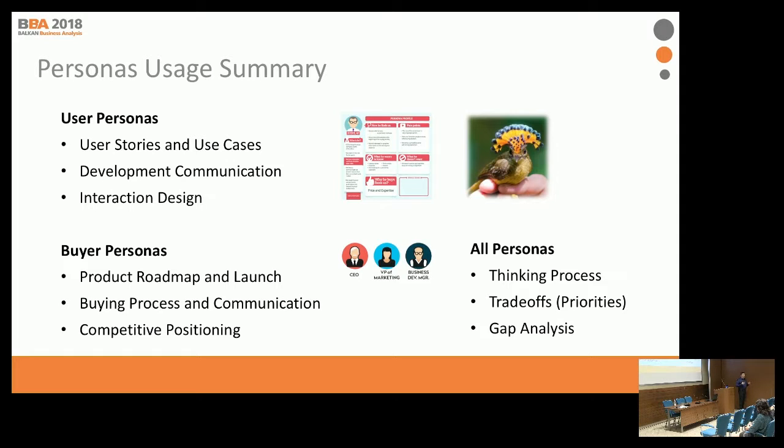You can position your product differently. You can decide on changing your product roadmap or solution roadmap, and when you want to launch and which parts you want to launch at which stage. And the common thing for all of them is the thinking process, deciding on trade-offs, saying no to different parts, different functionality at all levels, and finding the gaps that you have.